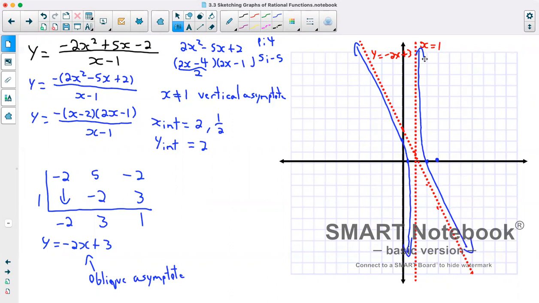So this one, our domain is x is all real numbers with exception x cannot equal 1. And our range is going to be y is all real numbers.